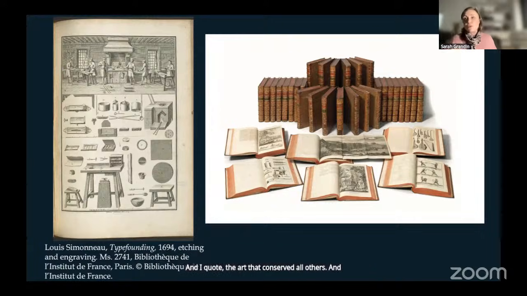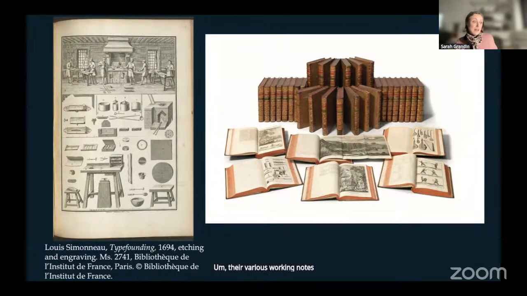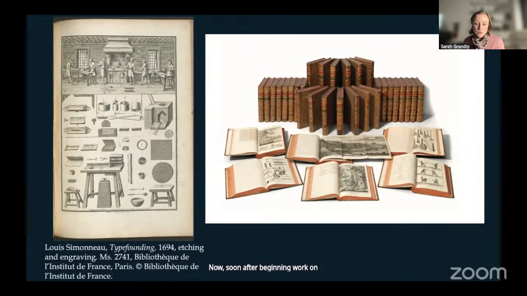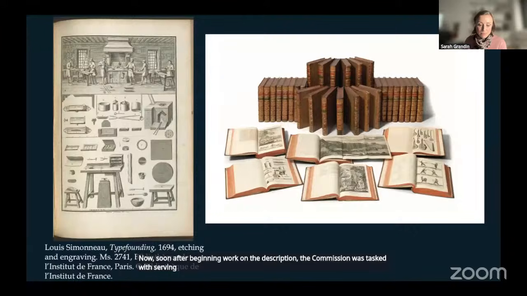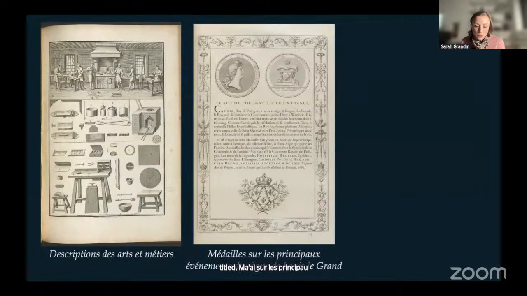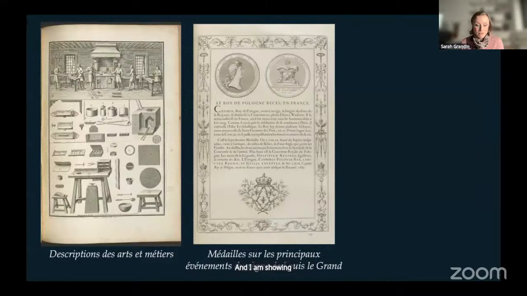And this is a notion that gets repeated throughout their various working notes and in the way they advocated for the importance of this project. Now, soon after beginning work on the Description, the commission was tasked with surveying Louis XIV's medallic history and publishing the survey in the form of a book titled Médailles sur les principaux événements du règne de Louis le Grand avec des explications historiques, that's the long version of the title. And I'll refer to this title henceforth as the Médailles de Louis le Grand, or just the Médailles. And I am showing a folio of that here.